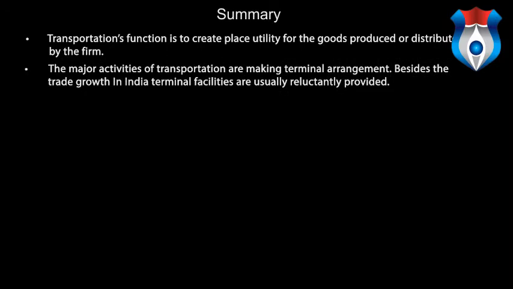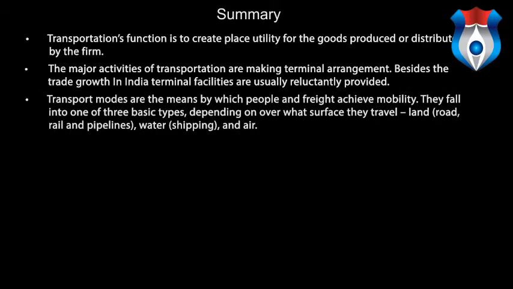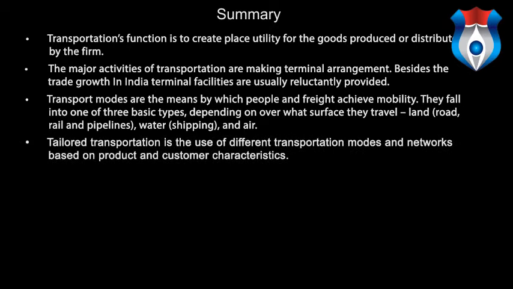Transportation function is to create place utility for the goods produced or distributed by the firm. The major activities of transportation are making terminal arrangements. Besides the trade, a growth in inter-terminal facilities are usually reluctantly provided. Transport modes are the means by which people and freight achieve mobility. They fall into one of three basic types depending on over what surface they travel: land, road, rail and pipelines, water, shipping and air. Tailored transportation is the use of different transportation modes and networks based on product and customer characteristics.